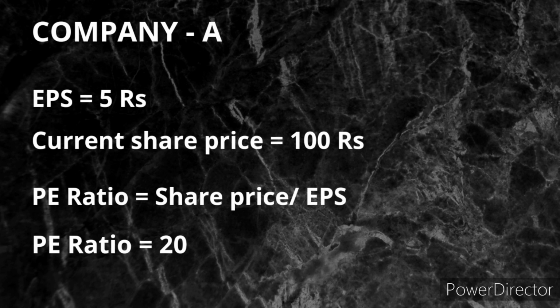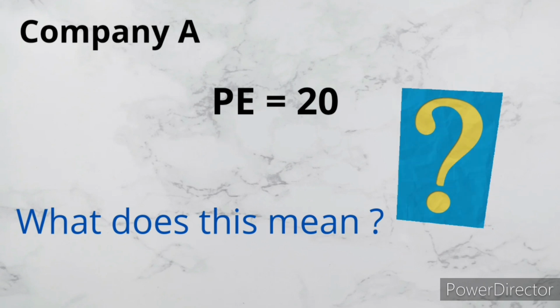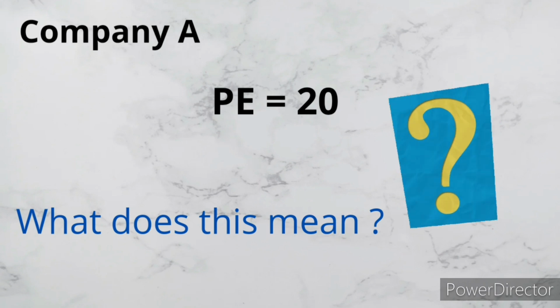Now let's calculate the PE of company A. The formula is simple, share price divided by EPS. So I told you share price is 100 rupees and EPS is 5 rupees, that comes to 20. So company A has a PE value of 20. Now what do you make out of this number 20? It's simple. If you are buying one share of company A, that means you are ready to pay 100 rupees to earn 5 rupees annually. In simple terms, you are paying 20 times its earning.